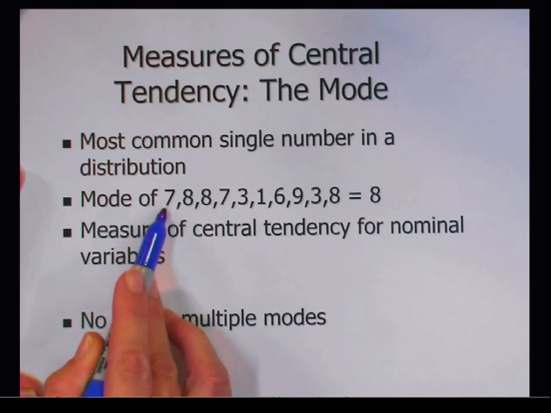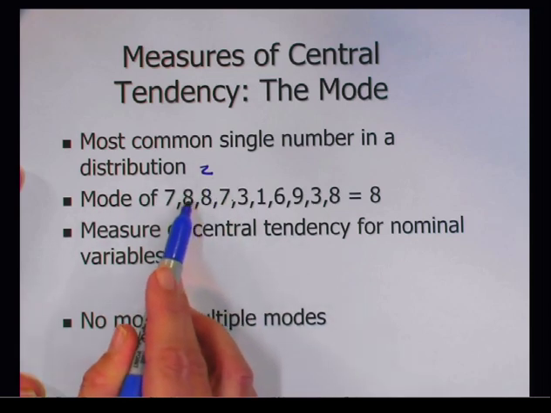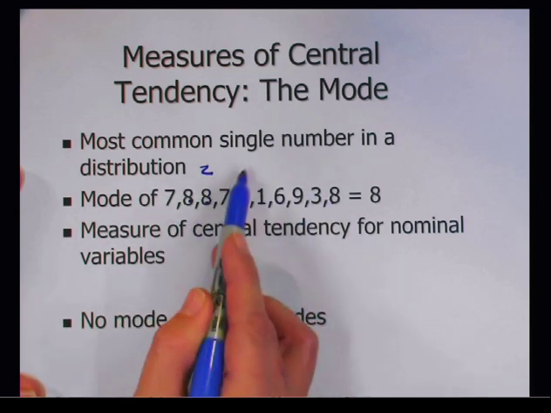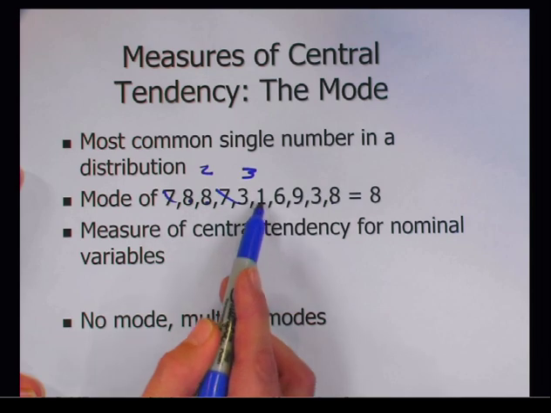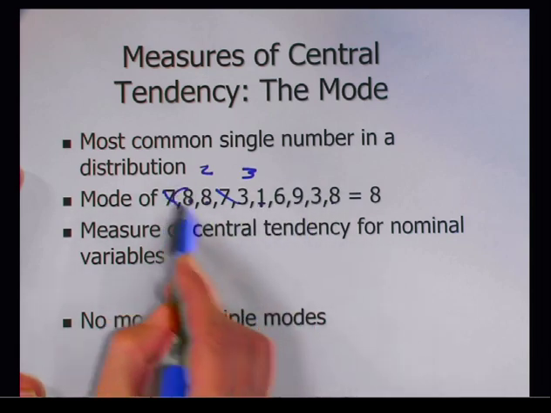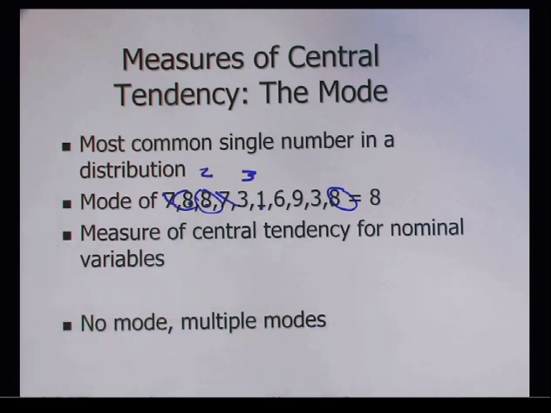Here, if you look at the numbers and you count how many 7s we have, 1, 2 7s. If you count how many 8s we have, 1, 2, 3 8s. So there are more 8s than 7s, so that would be eliminated. Are there more than only 2 3s, only 1 1? So our mode here, 8, is the number that occurs most frequently. That is our mode.